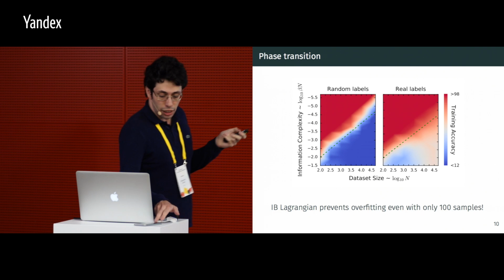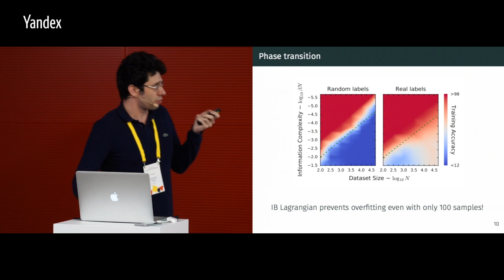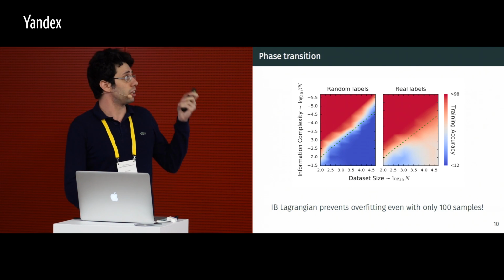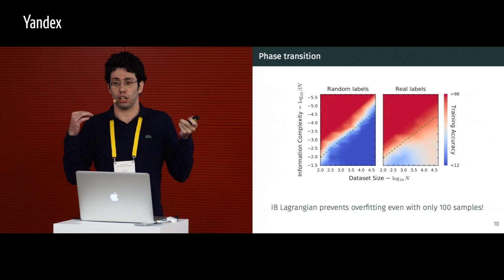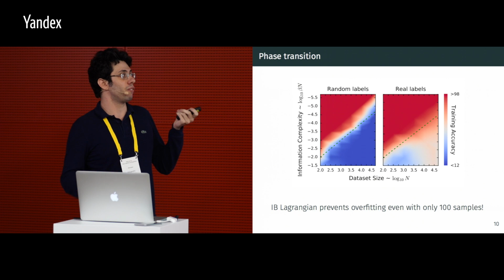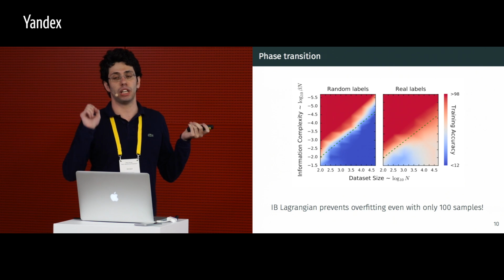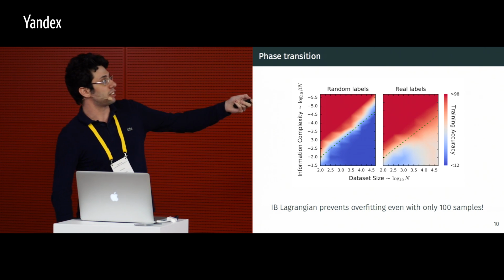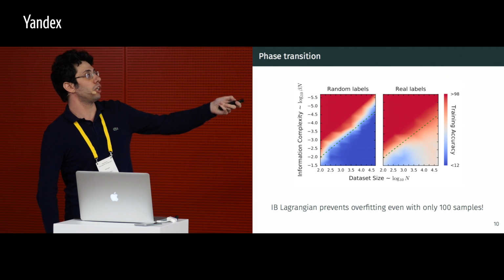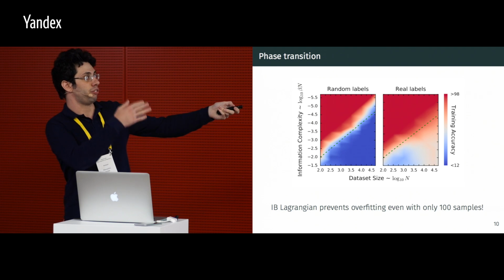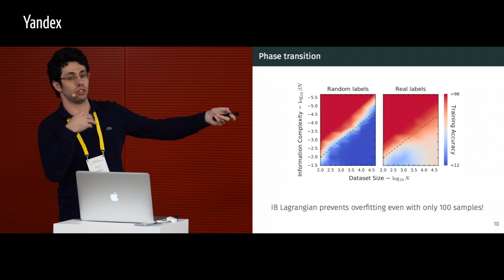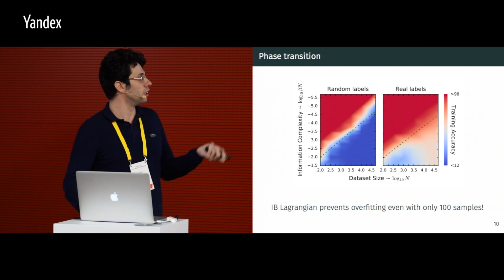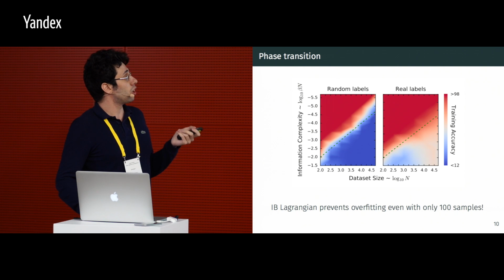For real labels, on the other hand, the situation is very different. We predict that even when the regularizer is stronger than 1, we should still be able to fit the data, but this time without memorizing anything. And this is exactly what happens. In this regime, we fit and overfit to the real data. In this regime, we fit and don't overfit too much on the real data.